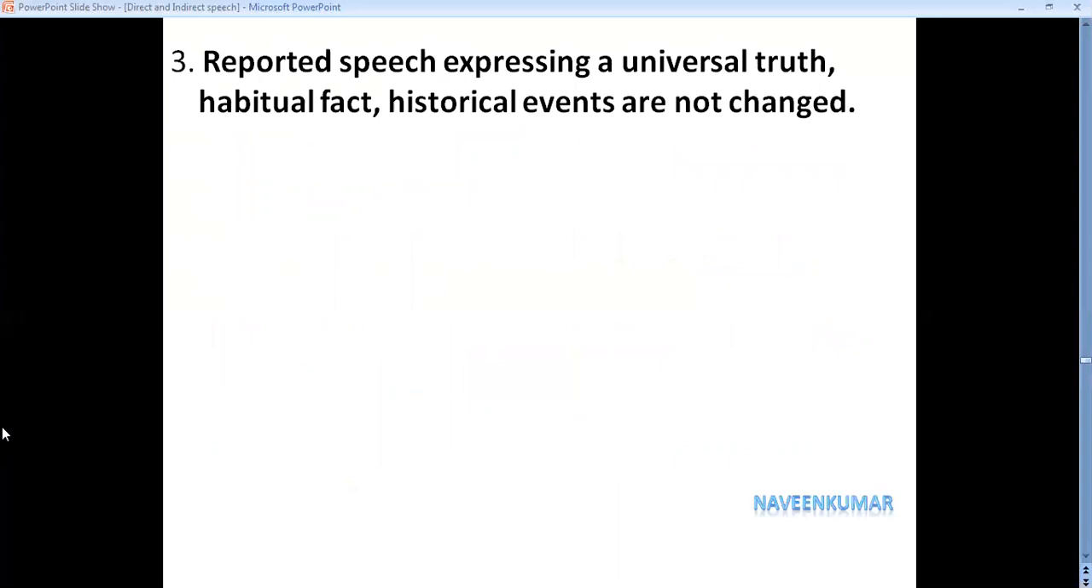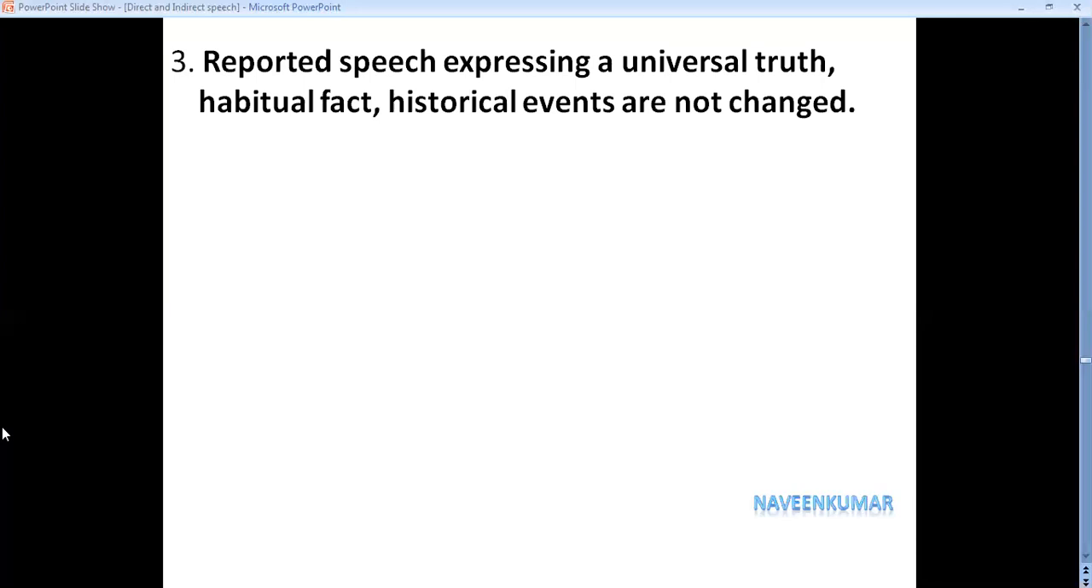Now the third rule, important. Reported speech expressing a universal truth, habitual fact, or historical events are not changed. Though the reporting verb is in past tense, we are not supposed to change the historical events, universal truth, and habits of people into indirect speech. The tense we are not supposed to change.